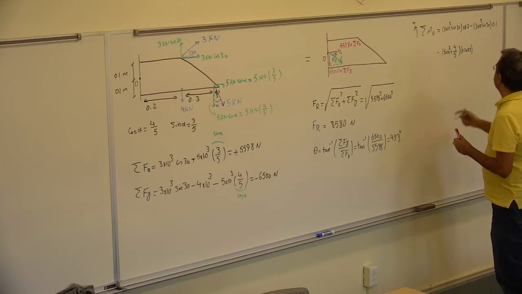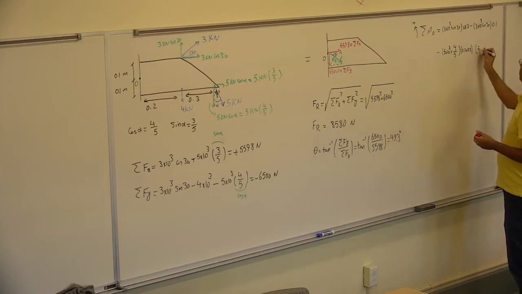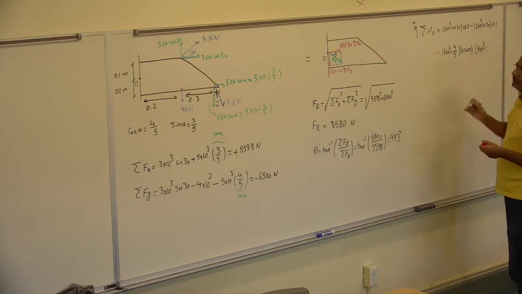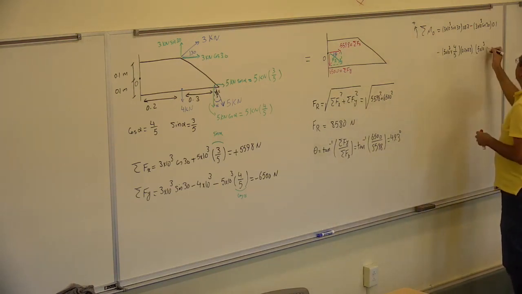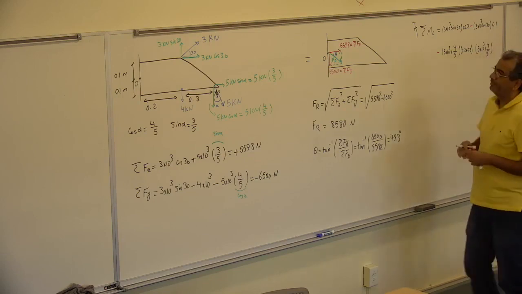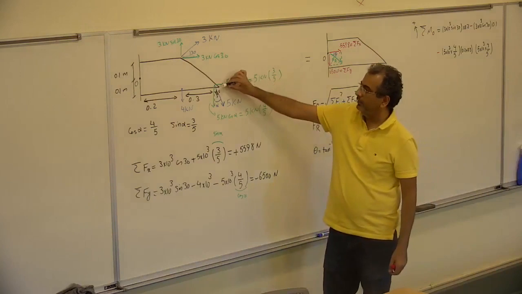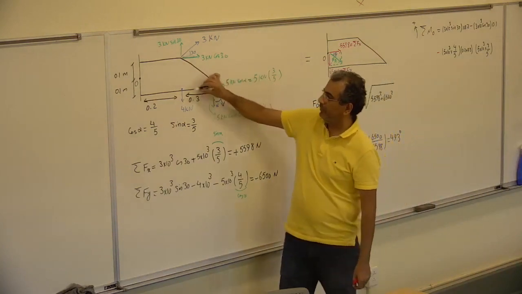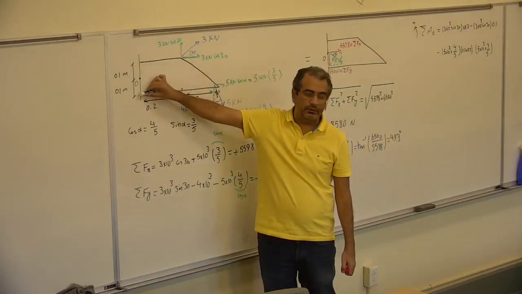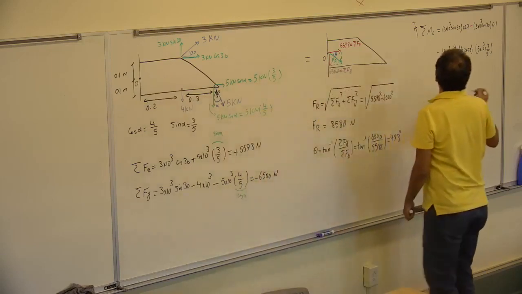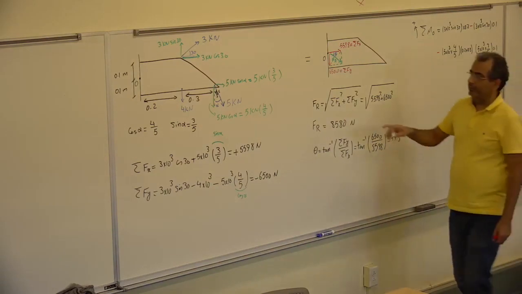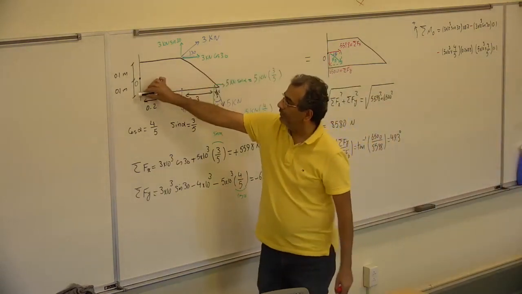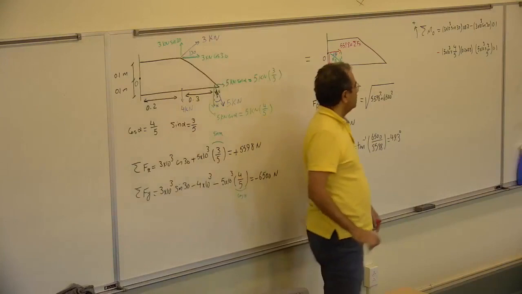Now we go to the horizontal one, which is 5 times 10 to the 3, times 3 over 5. And this one, the normal distance that I just slid over here, again, it's going to be 0.5. Positive or negative? Positive. Right. So if I slide that force here, it's going to rotate counterclockwise.